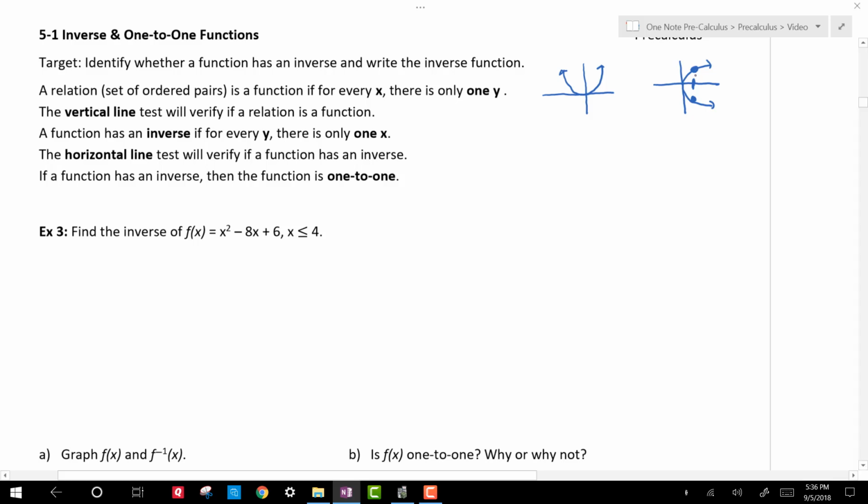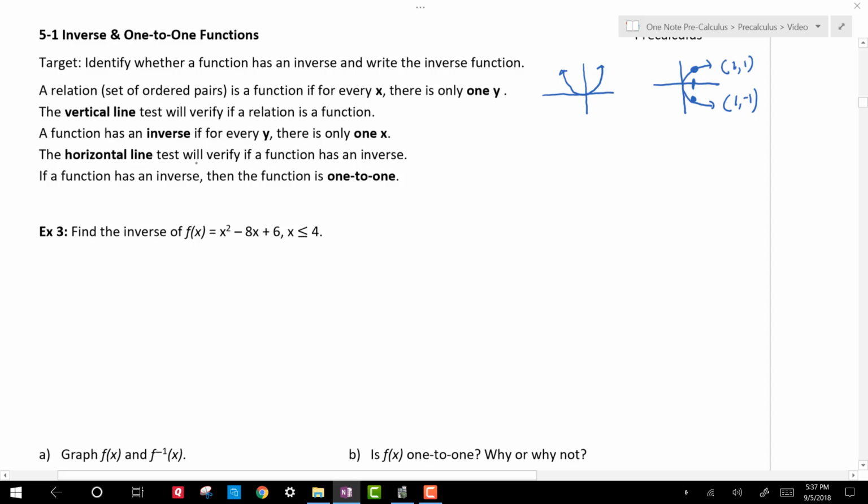Okay? So again, if you look at this, if this was our parent function done as an inverse, this point up here would be 1 comma 1. This point over here would be 1 comma negative 1. And there are two different y's with the same x. And so that is not a function.